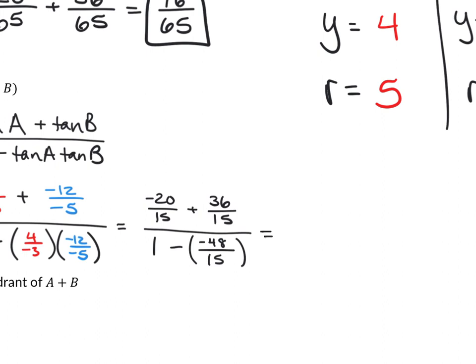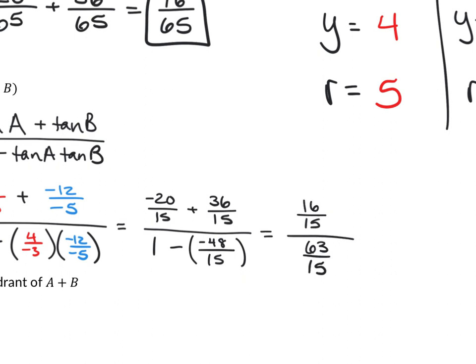Negative 20 plus 36 is 16 fifteenths. And in the bottom, you have a negative negative, so it's like we're adding those. So 1 plus 48 over 15 is 15 over 15 plus 48 over 15, giving them a common denominator. It's 63 fifteenths. Again, I made this 15 over 15 to actually add those.